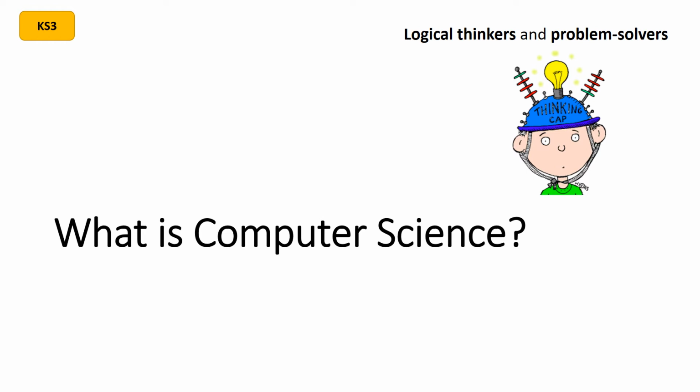But whatever they are doing, all computer scientists rely on something called computational thinking. Now, you probably use this all the time anyway at school, but you don't realize it, because if you are analyzing a problem, you're planning out your solution, then you are using computational thinking. In essence, we want you to become logical thinkers and problem solvers, and computer science can help you do that.